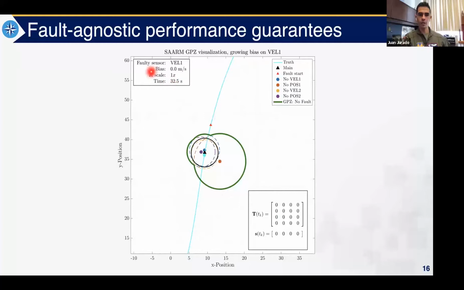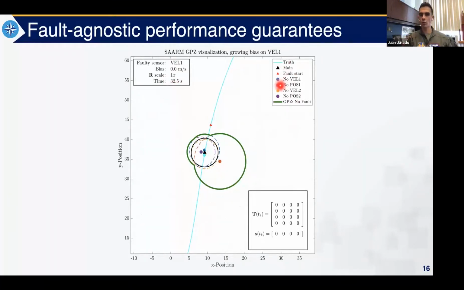We have no fault. You'll see here which sensor is being affected by the fault, and how much of a bias. In this case, we're using a bias just to demonstrate. We could also use a scaling of the R matrix as another type of fault, and the time along the simulation. These are the figures from the paper.